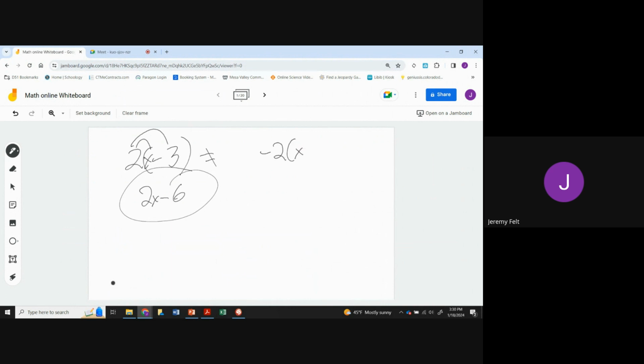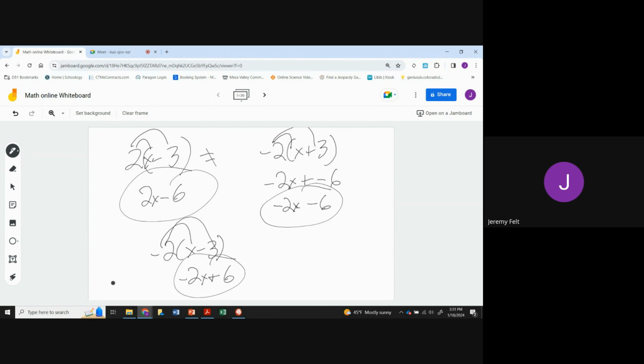Negative 2 times x plus 3. And this is example 2b. But distribute. Can't add because we don't know what x is. Again, so negative 2 times x plus negative 2 times 3 is negative 6. So we have negative 2x minus 6. Negative 2 times x minus 3. Again, pay attention to the signs inside your parentheses and remember outside the parentheses because that's going to affect it. Negative 2 times x is negative 2x. Negative 2 times negative 3 is positive 6.